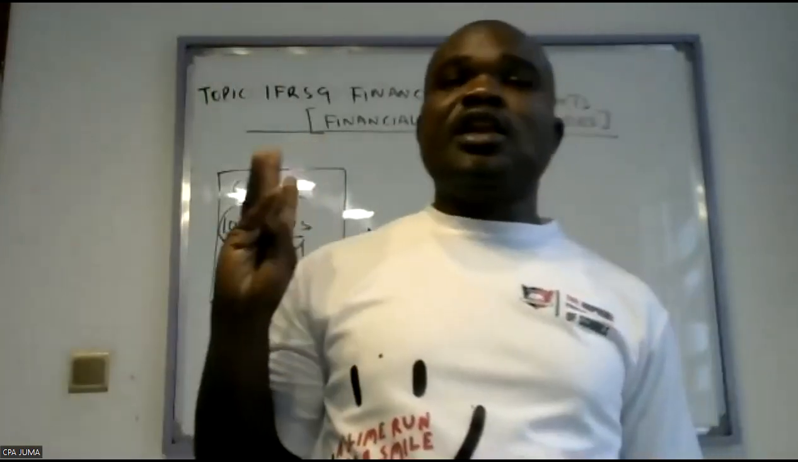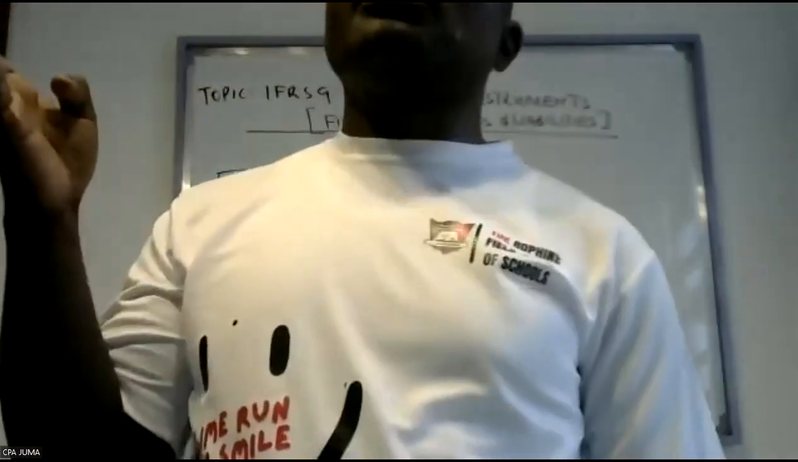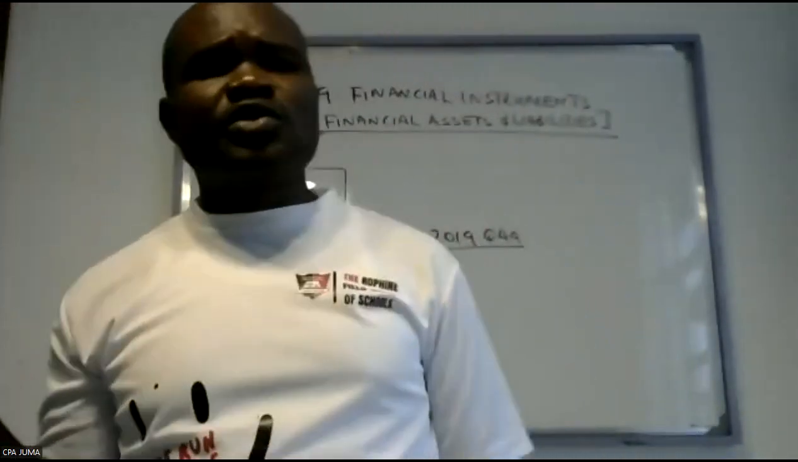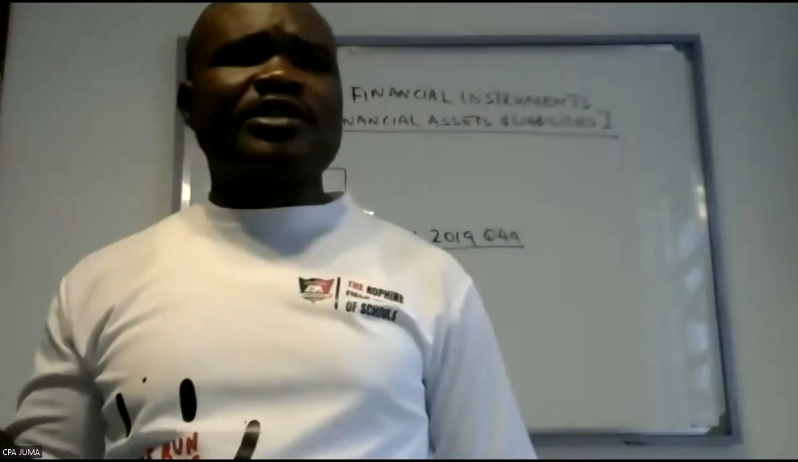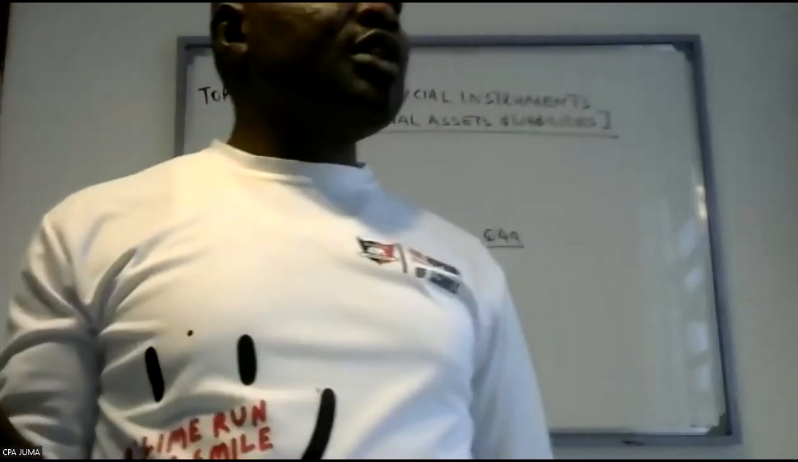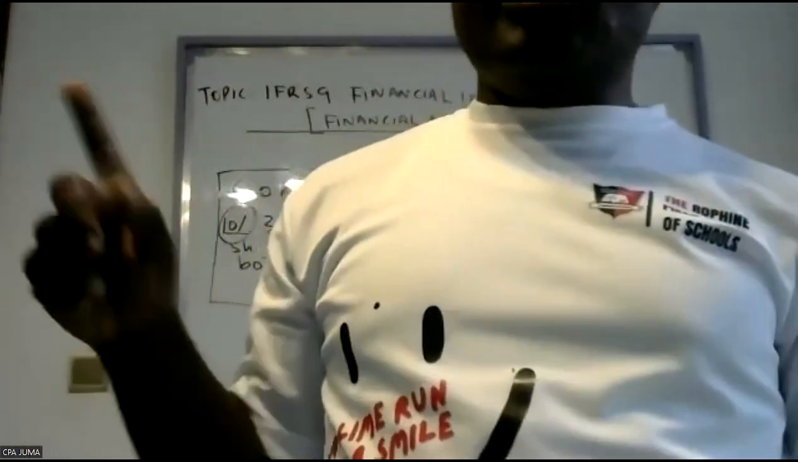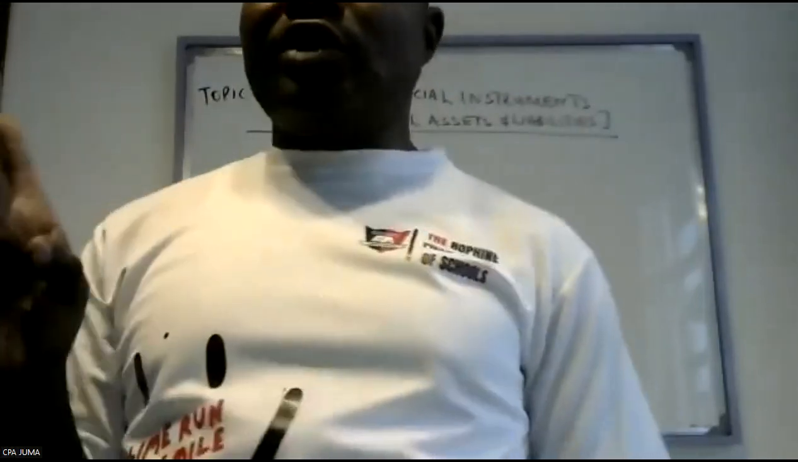In the old standard, I must make it clear, because you might be reading some textbooks and the rest. They used to classify them into 4: the fair value, the amortized, the loans and receivables, then there was held to maturity. That was the old standard in IAS number 39. In the current standard, IFRS 9, we only classify financial instruments into two categories.